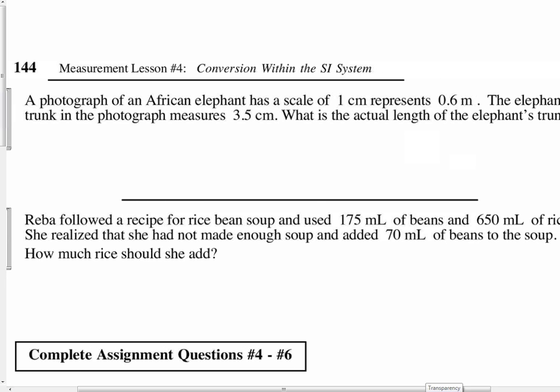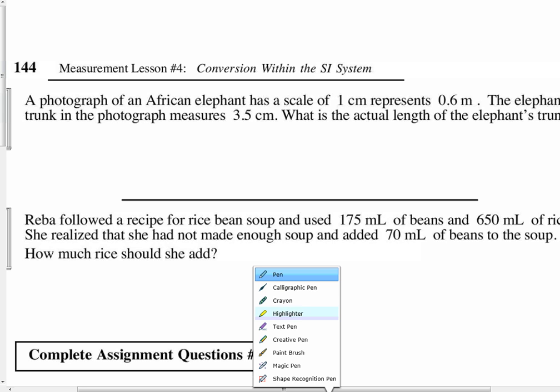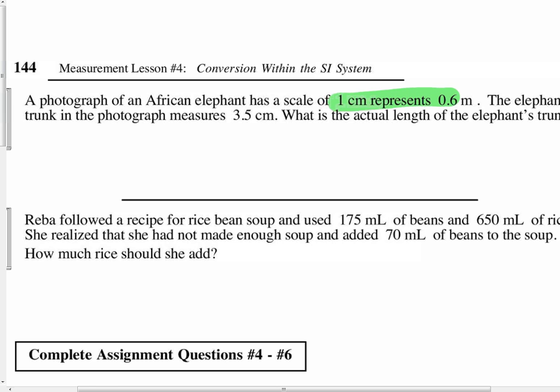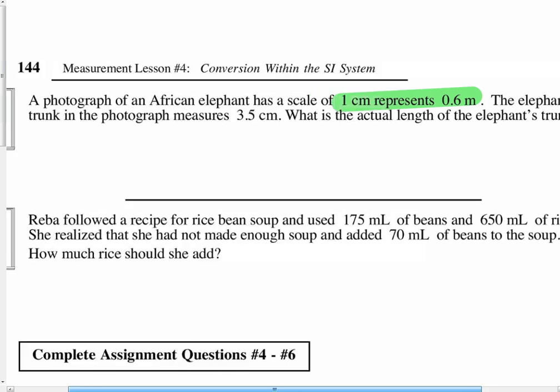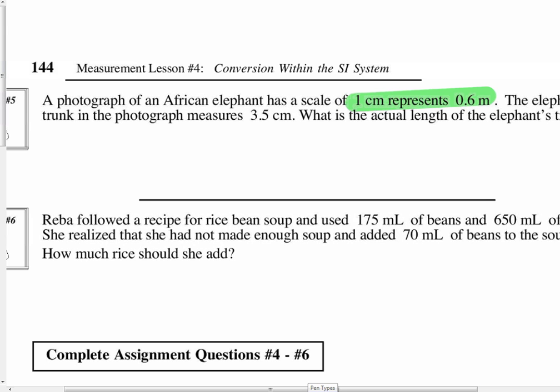So let's try this guy. A photograph of an African elephant has a scale of 1 centimeter, which represents 0.6 meters. The elephant's trunk in the photograph measures 3.5 centimeters. What is the actual length of the elephant's trunk?